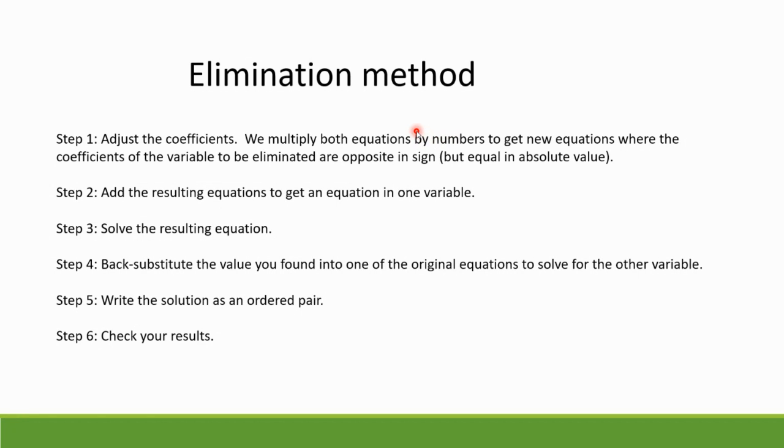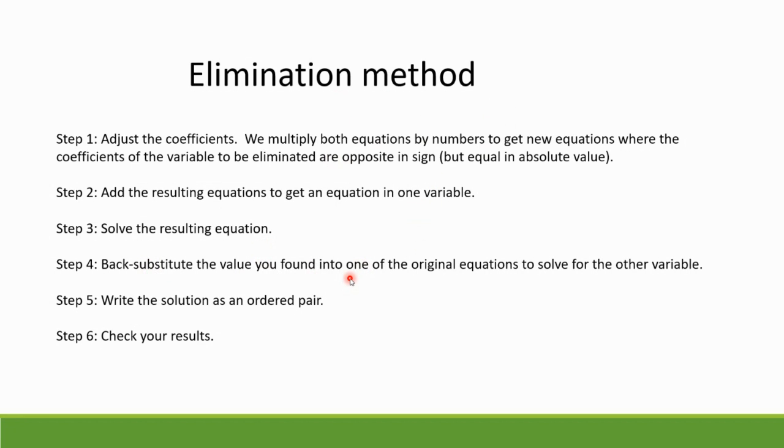In substitution, we got one variable in terms of the other. Here, we're going to eliminate a variable by adding the equations, possibly multiplying one or both of the equations by something. So once you add and eliminate a variable, you'll get an equation in one variable. And then you solve that equation. To get the other variable, just like in substitution, you would, they call it back substitute.